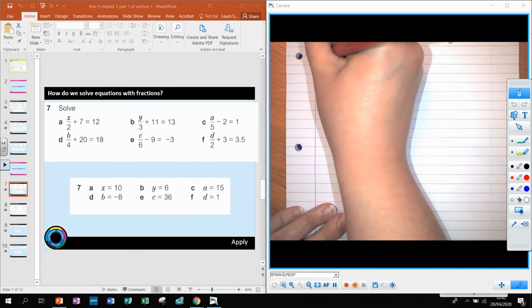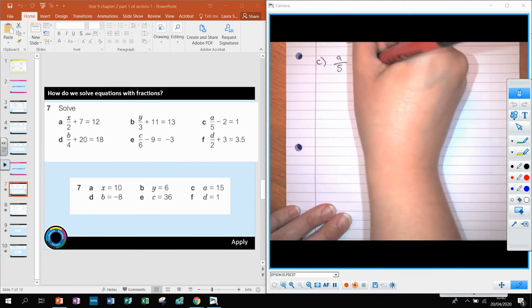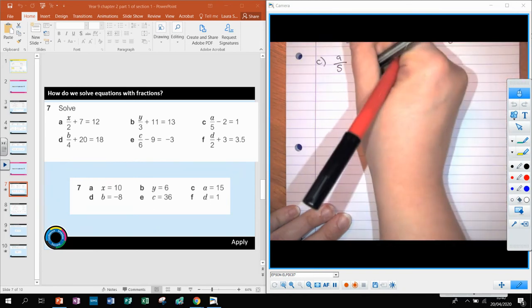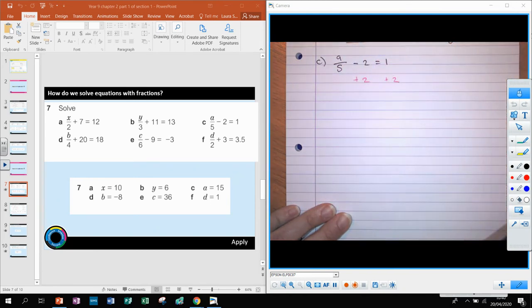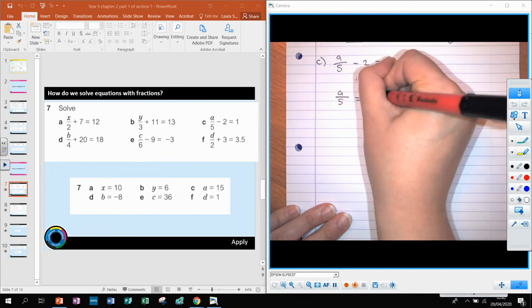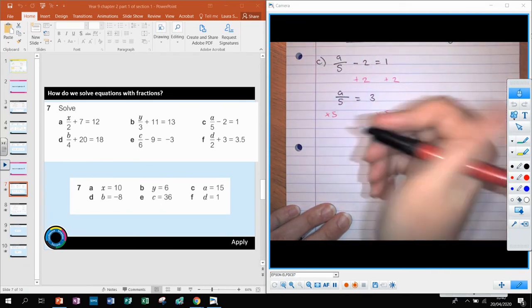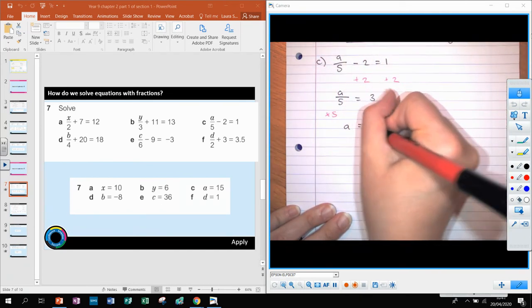Okay, for part C, we had a over 5 minus 2 is equal to 1. So we add 2 to both sides first, which gives us a over 5 is equal to 3. We then multiply by the 5, which gives us a equals 15.